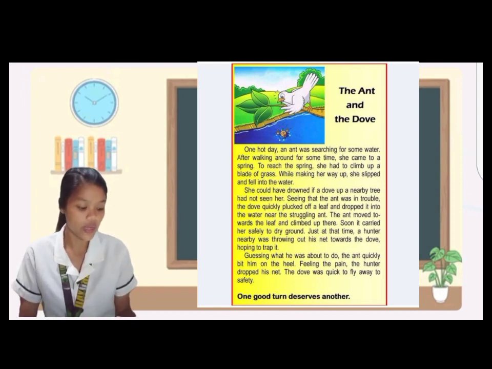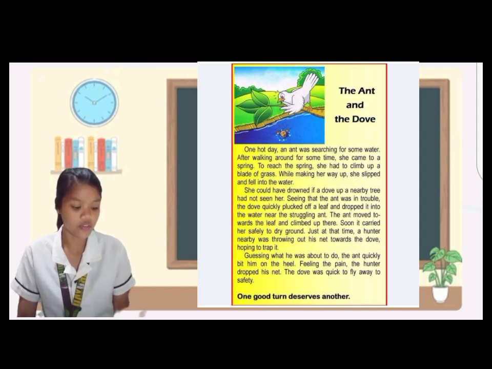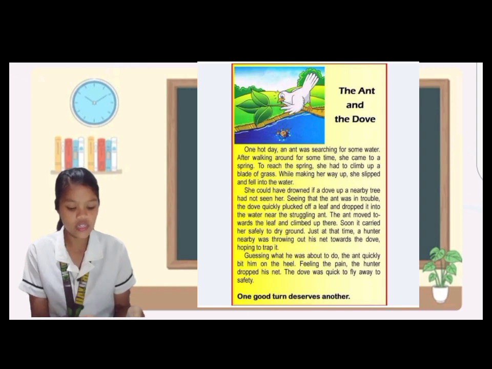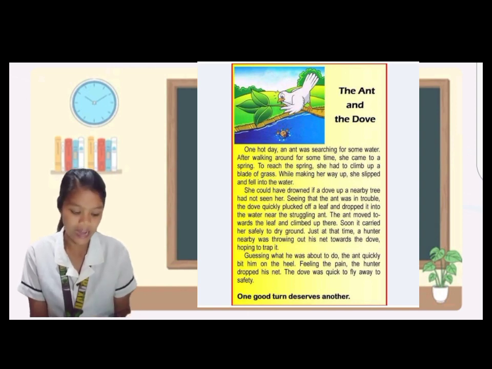While making her way up, she slipped and fell into the water. She could have drowned if a dove up a nearby tree had not seen her. Seeing that the ant was in trouble, the dove quickly plucked off a leaf and dropped it into the water near the struggling ant. The ant moved towards the leaf and climbed up there. Soon it carried her safe to the dry ground.